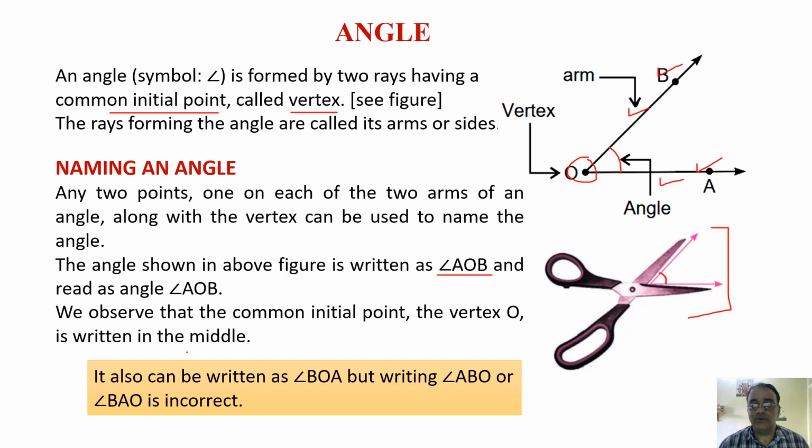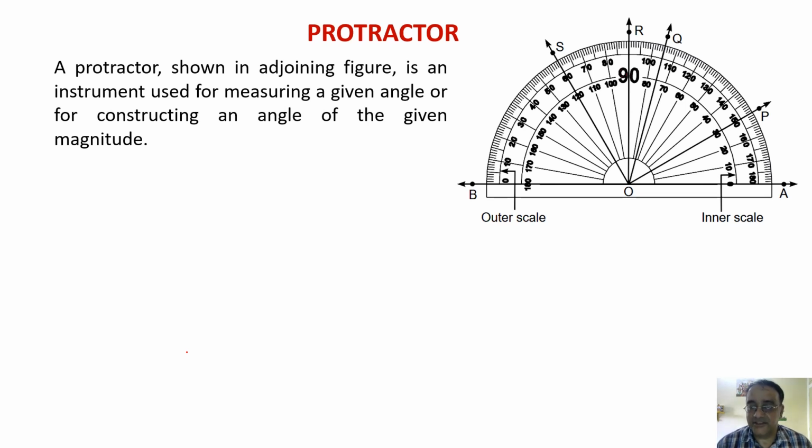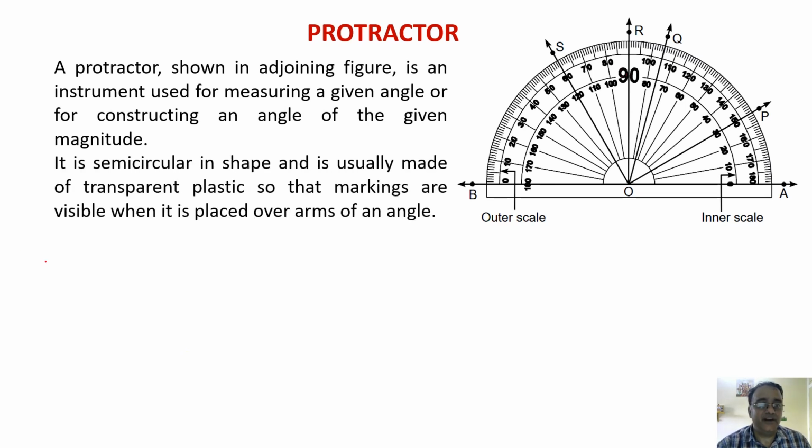So now we are moving toward the measurement of angle. Which instrument do we use to measure an angle? Protractor. Very good, protractor. This is a protractor. A protractor, shown in this figure, is an instrument used for measuring a given angle or constructing an angle of the given magnitude. We use it both to measure an angle and to draw an angle. It is semicircular in shape and is usually made of transparent plastic so that the markings are visible.